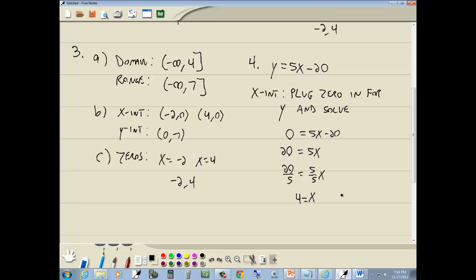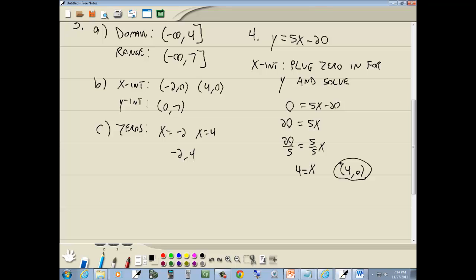Now you could leave it in that form, or if you want to put it in point form, then you could do that. Different books handle that different ways. You should be familiar with both, to be honest. Now that's our x-intercept. To find our y-intercept, again, you always plug 0 into the other variable. So we plug 0 in for x and solve.